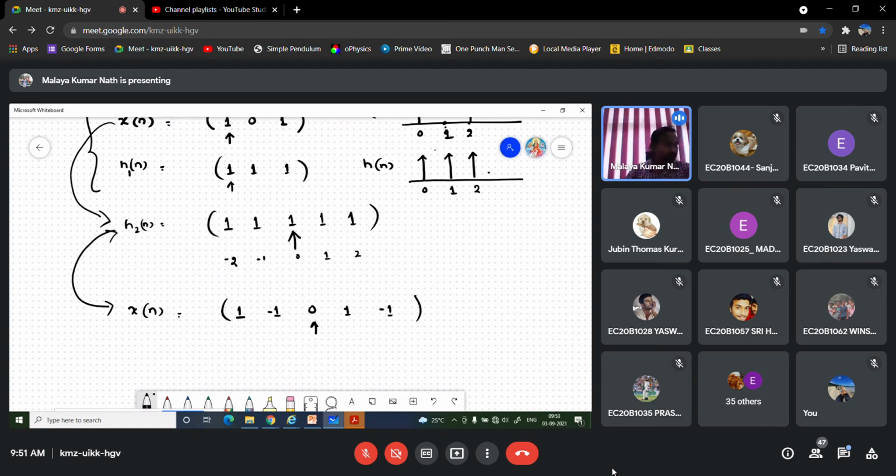Anybody has any doubt? Please tell me. Sir, how do we know where the origin is, sir? Wherever the arrow is present, that is known as the origin. They will give that. Okay, sir.